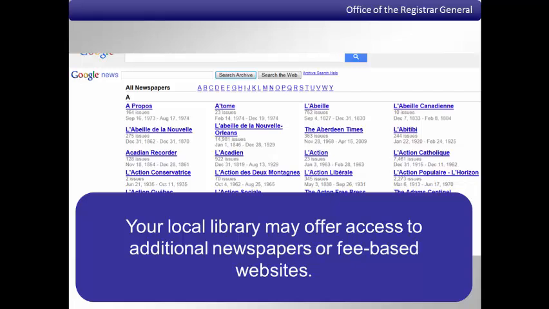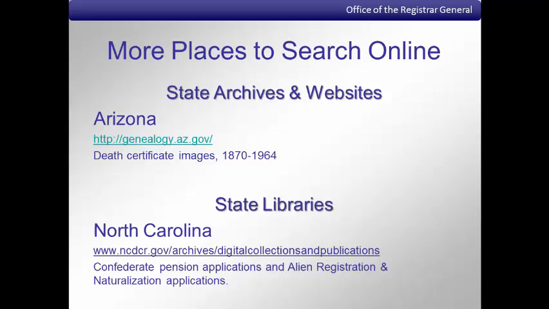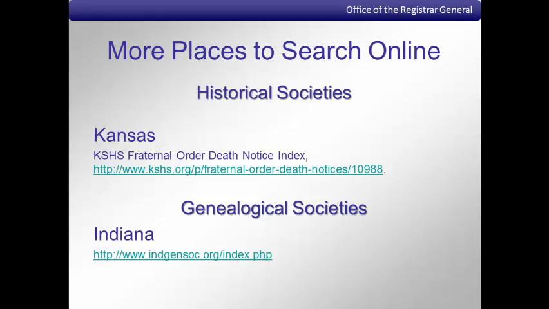Further, your local library may offer access to Ancestry.com, HeritageQuest.com, or other genealogical websites. When searching online, always remember to search state websites for vital records or other genealogical links. These are just a few examples of some state government websites, some of which are included on deathindexes.com.